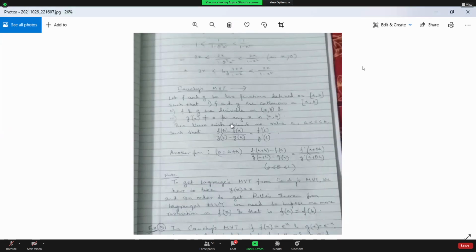Okay. Next is our Cauchy's mean value theorem. So first one was Rolle's theorem. After that, we had Lagrange's mean value theorem. After that, we are coming to Cauchy's mean value theorem. What was Rolle's theorem? Rolle's theorem was, suppose we have a function fx which is continuous in a closed interval and derivable in the corresponding open interval. Obviously, you know the difference between closed interval and open interval. Closed interval means the endpoints are also included. Open interval means the endpoints are excluded.